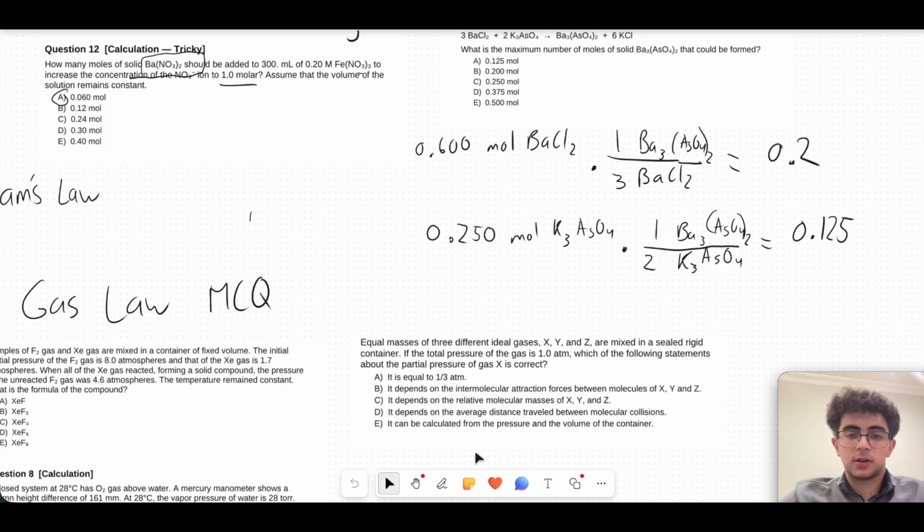I don't want to waste time in the video, but my work is above. You should have gone something like this. We converted from moles of BaCl2, or moles of this, to moles of product, and you found the limiting reagent. It is 0.125, so the answer is A.